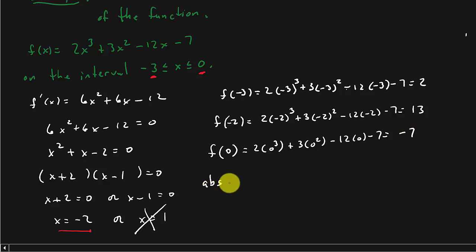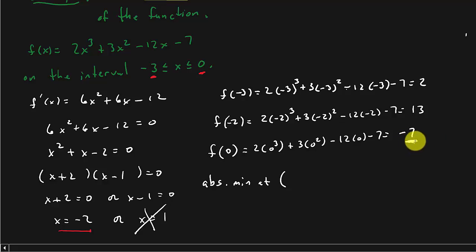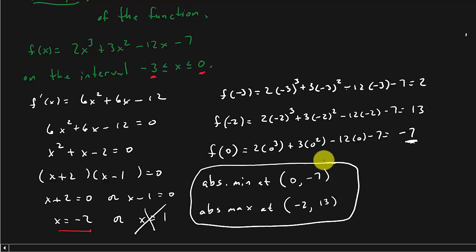So we can say that we have an absolute minimum at, well, this is the smallest one, right? That's the smallest value we have, at 0, negative 7. See, the x was 0, the y was negative 7. And we have an absolute maximum at, well, which one's the largest? Where it equals 13. So at negative 2, 13. And there's your answer.